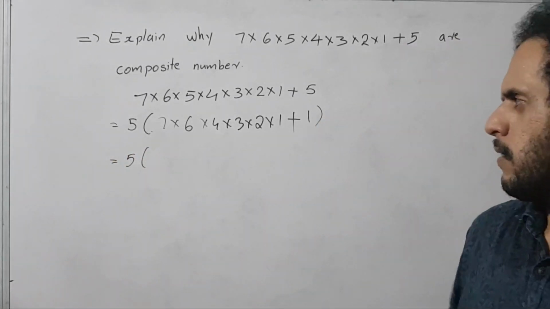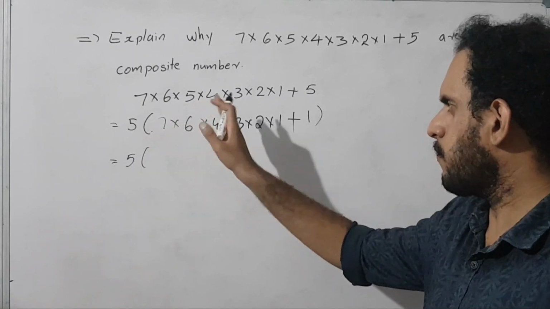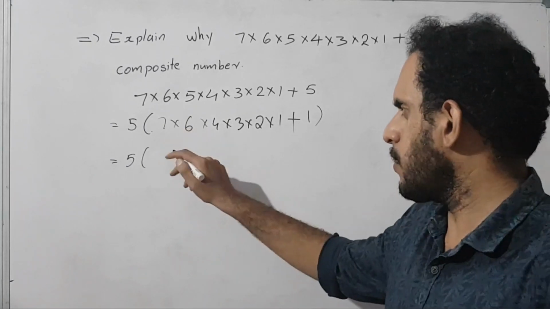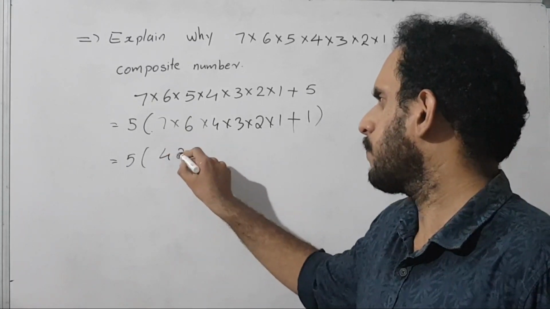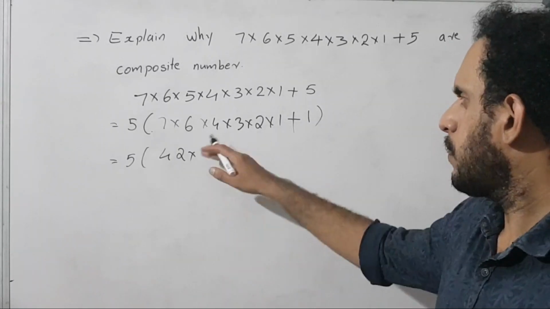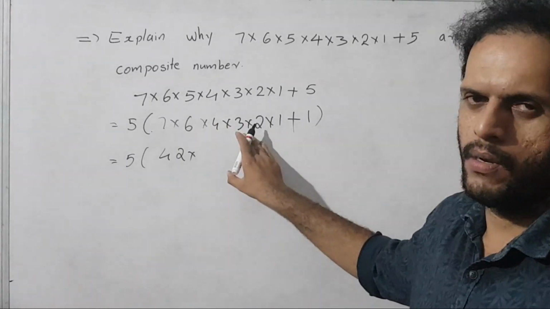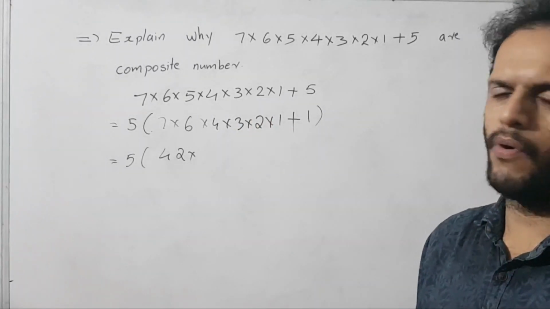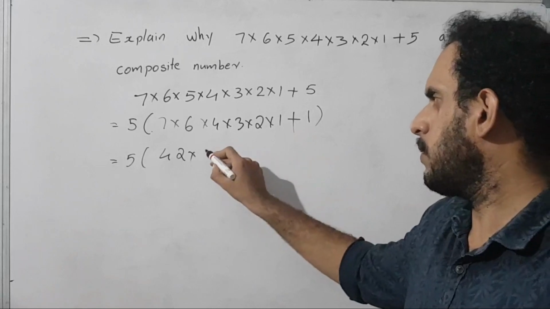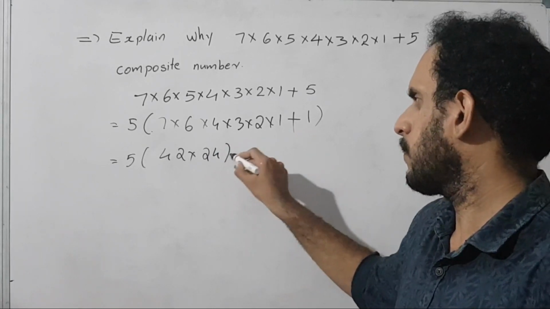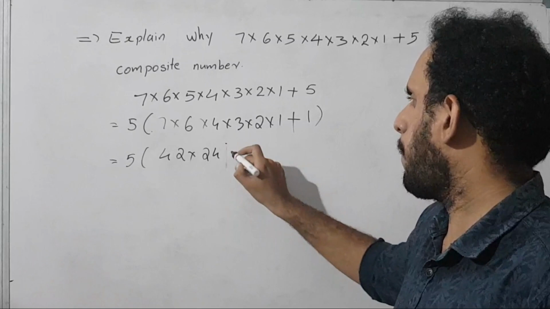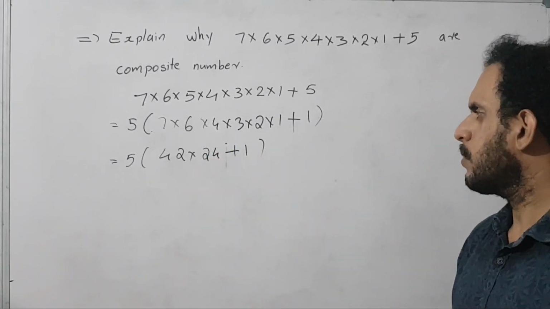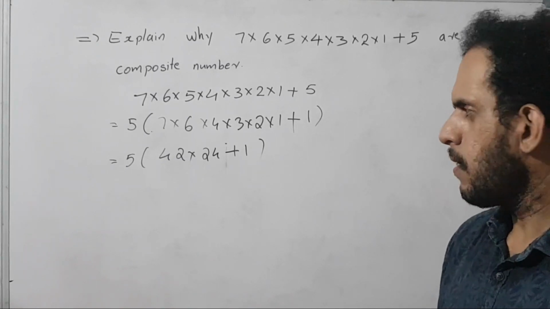So next, we want to multiply this one. We can multiply directly 7 into 6 into 4 into 3 into 2 into 1. There's no problem, but I multiply like this. 7 into 6, 42. Then 12 into 4 into 3, 12 into 2, 24 into 1, 24 plus 1, 5 into 42 into 24 plus 1.